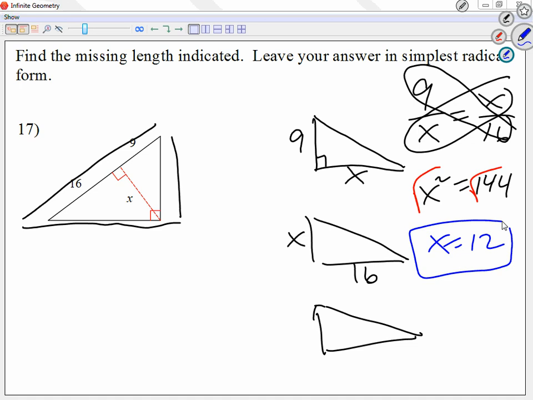There's 4 of these on the review, 17 through 20, and there's 4 of these on the test. All right. Any questions up until 20? 18?